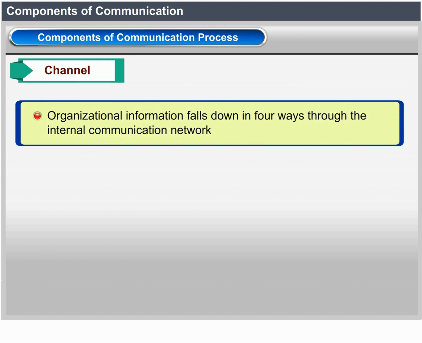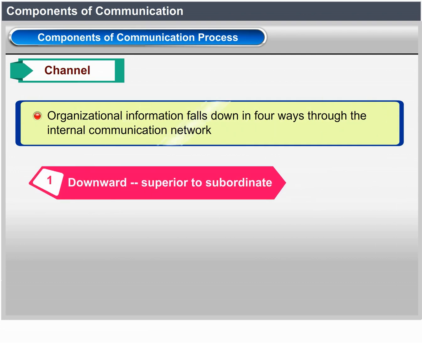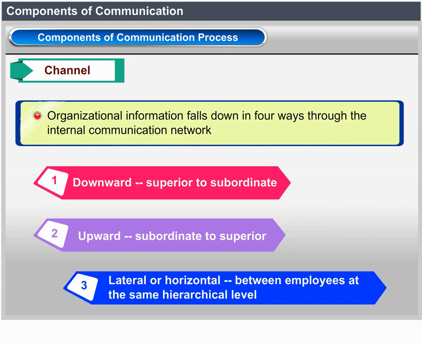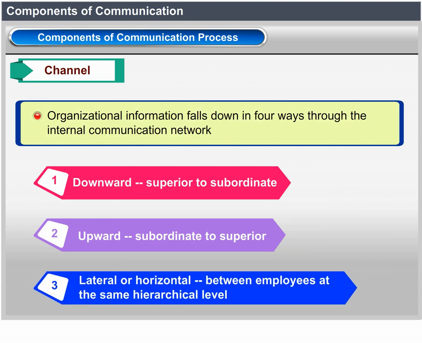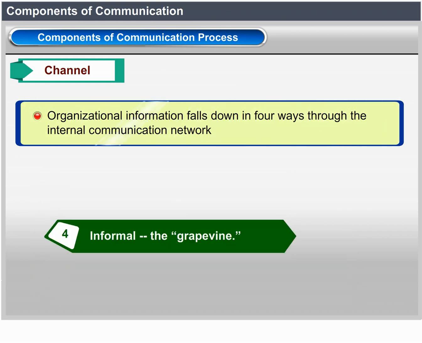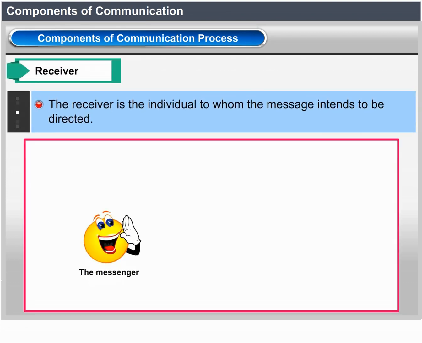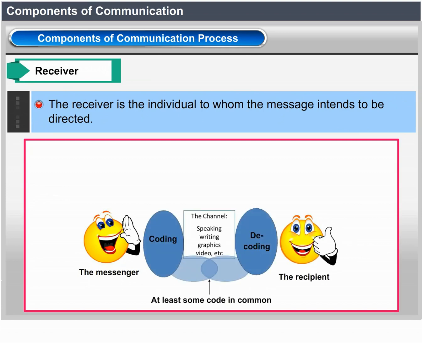Organizational information flows in 4 ways through the internal communication network. Downward, superior to subordinate; upward, subordinate to superior; lateral or horizontal, between employees at the same hierarchical level; and informal, the grapevine. Receiver. The receiver is the individual to whom the message is directed.